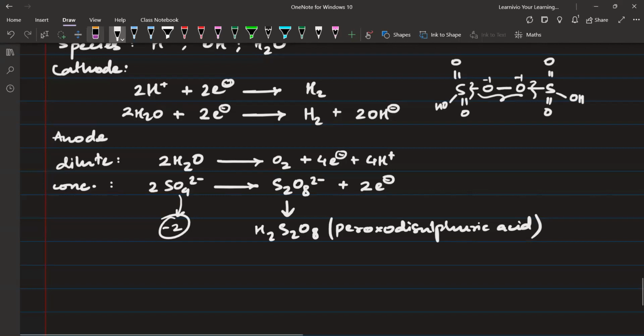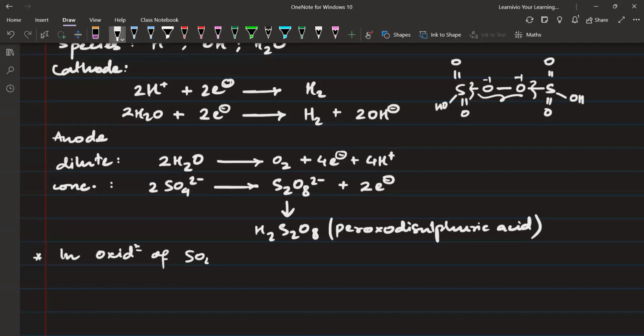So the oxidation of what is happening in this, sulfur? No, it's not happening for sulfur. Sulfur is in the +6 state in SO4 2 negative as well as in peroxodisulfuric acid. So please write here: in oxidation of SO4 2 negative, the oxygen atom is oxidized.